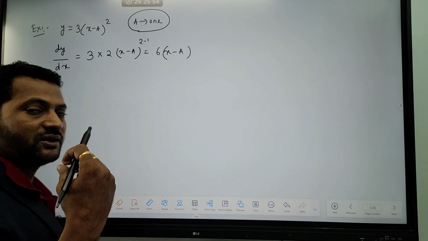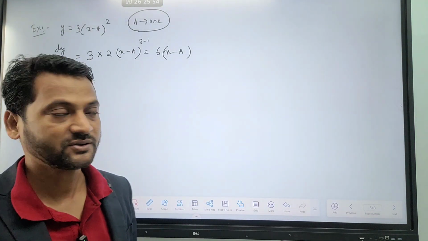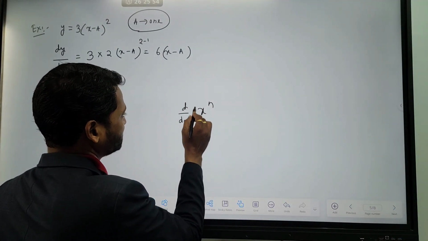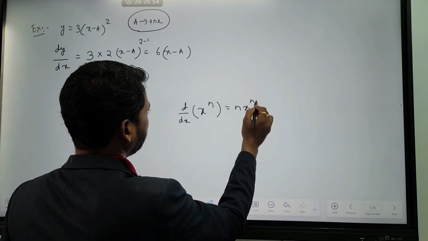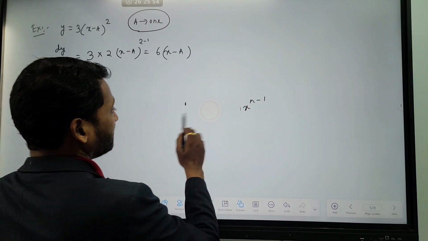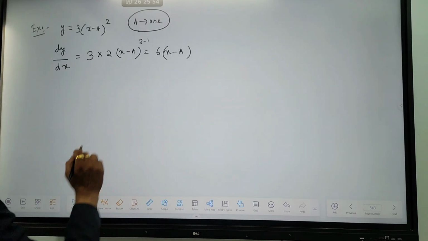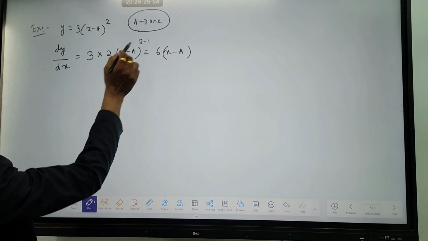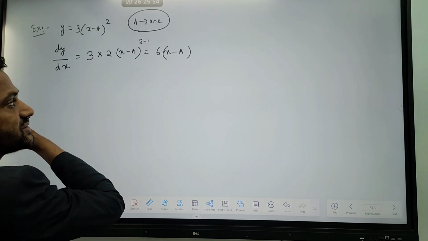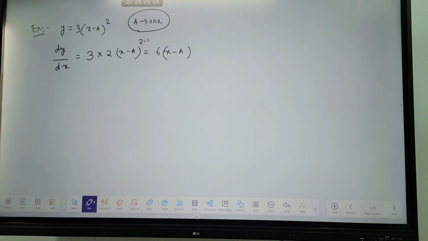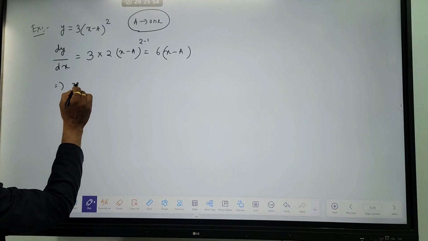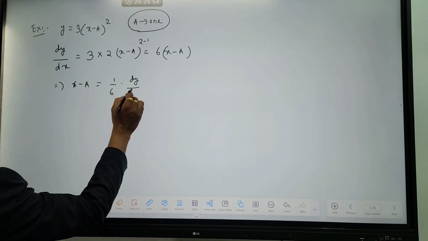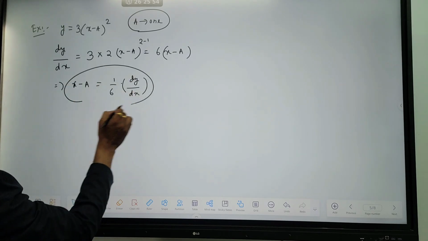You know how to find the derivative of a function, like x to the power n. d by dx of x to the power n is n into x to the power n minus 1. This is a basic thing that you know. Okay, so we have already differentiated this function and we are getting dy by dx is equal to 6 into x minus a. Now what you will do, I can write x minus a is equal to 1 by 6 into dy by dx, right? So now we'll put this value in this equation.